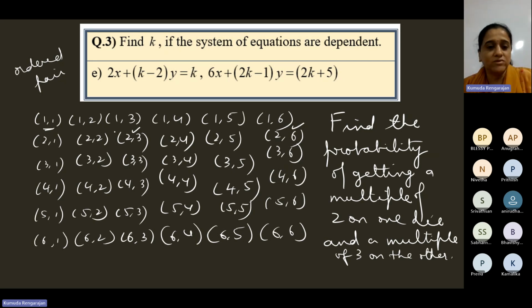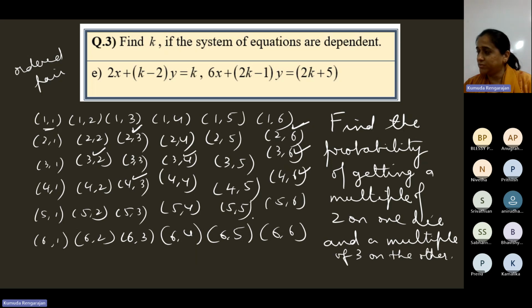So this is 1, this is 2. Then this one, (3,2): multiple of 3, multiple of 2. (3,4): multiple of 3, multiple of 2. (3,6)... multiple of 3, multiple of 2. Multiple of 2 and then multiple of 3.